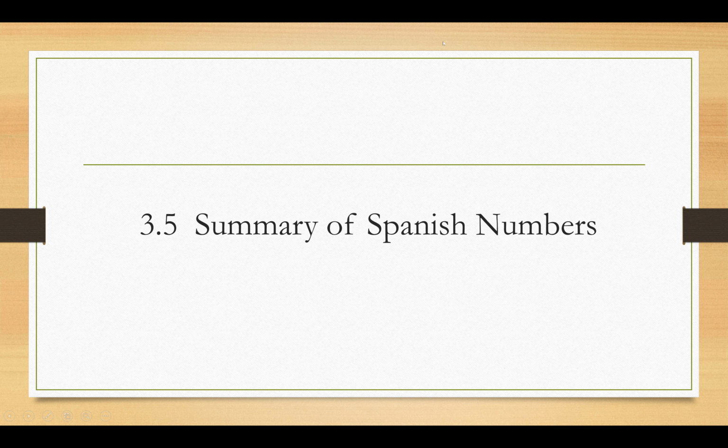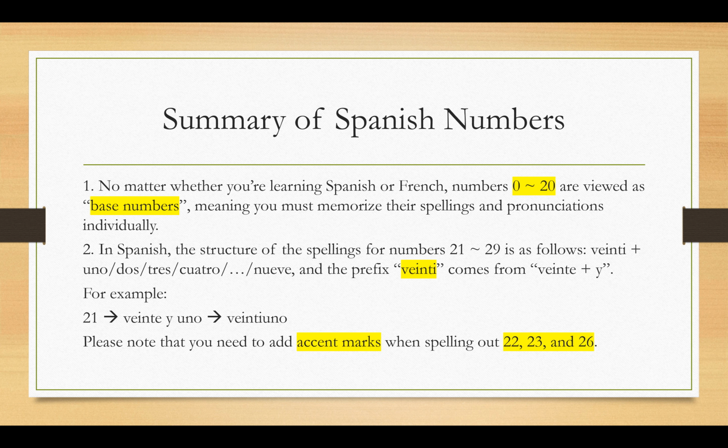Section 3.5, Summary of Spanish numbers. 1. No matter whether you are learning Spanish or French, numbers 0 to 20 are viewed as base numbers, which means you must memorize their spellings and pronunciations individually.